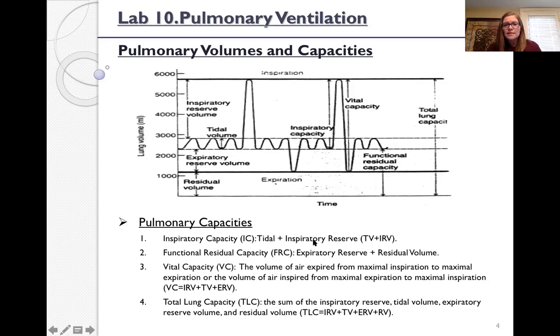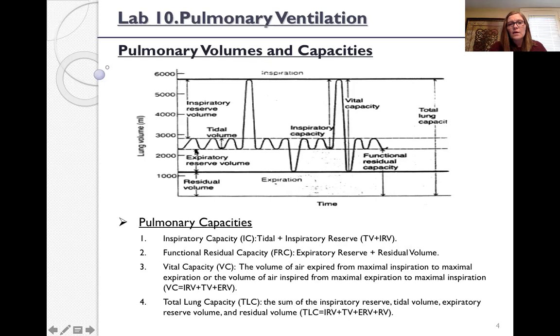So IC, or the inspiratory capacity, is calculated by taking your tidal volume, which is right here, and adding the IRV, which is this part here. If I were measuring that, I would take the bottom of the tidal volume all the way up to the top of the IRV, and that would give us the IC. Functional residual capacity consists of the expiratory reserve volume, which is in the bottom part here, and the residual volume.